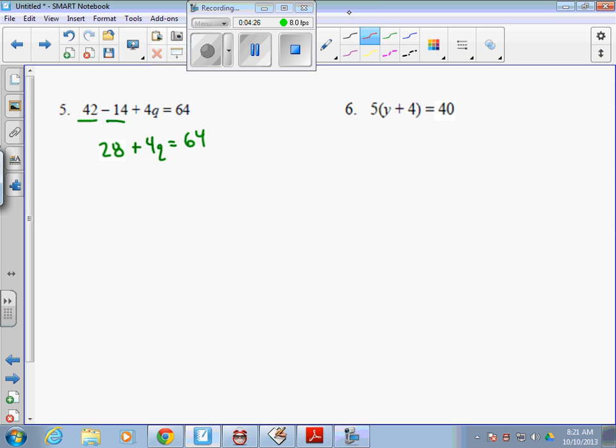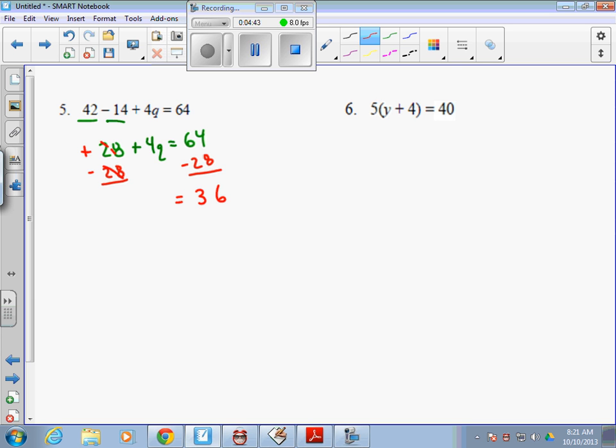So then get rid of positive 28 or plus 28 by subtracting it. You subtract 28 on the left, subtract 28 on the right. We're going to borrow 1 from the 6. 14 minus 8 is going to give us 6, and 5 minus 2 is 3. So we have 36 equals on the right.